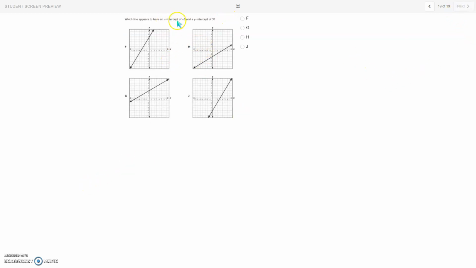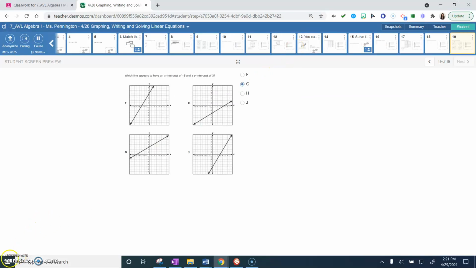And for this one, if it has an x-intercept of -5, I hope y'all got this one. Just look for where it crosses. Here's one, x-intercept at -5, y-intercept at +3. It's obviously G. So hopefully that Desmos wasn't too bad. I'm going to stop the recording.